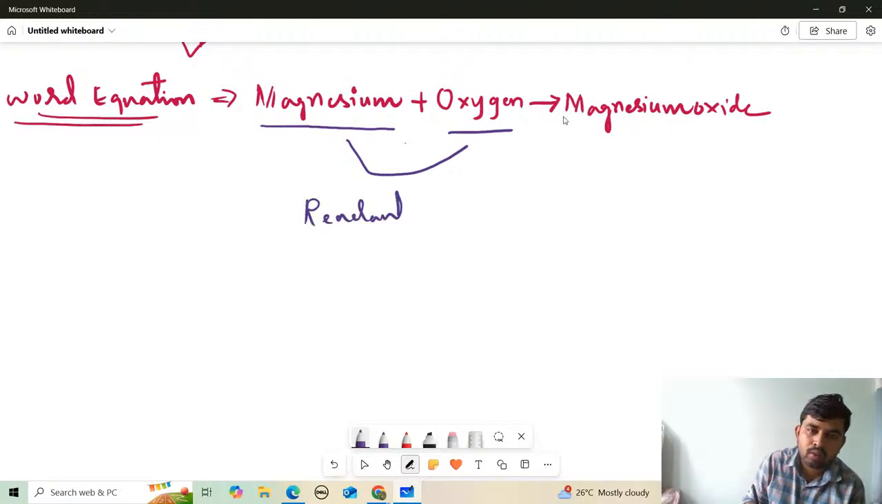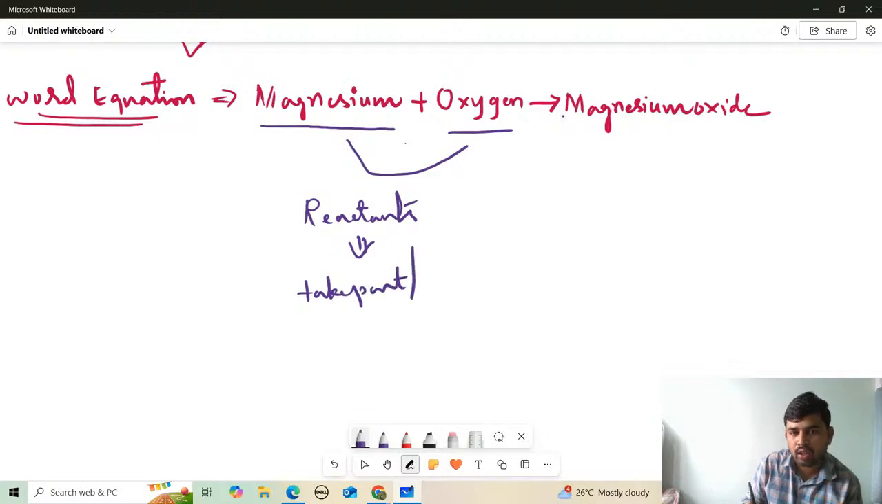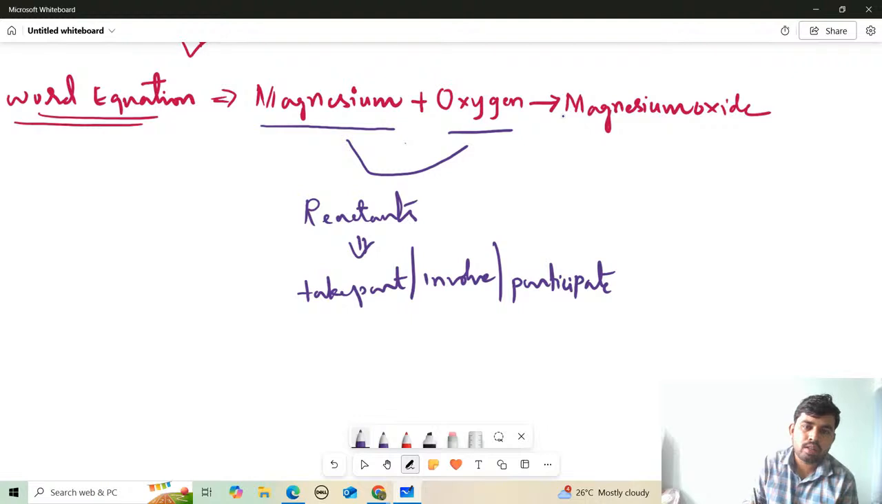So what do you mean by reactants? Reactants are the substances which take part in the chemical reaction, or which are involved in the chemical reaction, or participated in the chemical change.